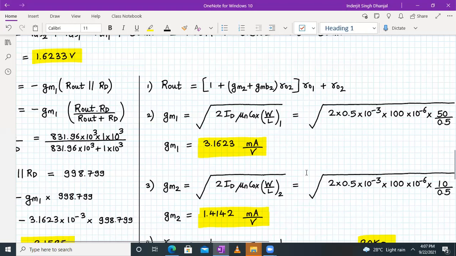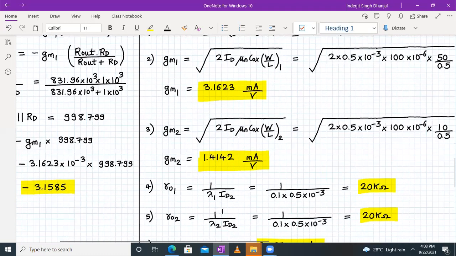Next, we have to find RO1 and RO2. RO1 and RO2 both will be the same because ID2 and ID1 are the same. Here it should be ID1 actually, right? ID1 and ID2 are both the same, equal to 0.5 milliamperes, and lambda 1 and lambda 2 are 0.1. So RO1 and RO2 will be 20 kilo ohms.